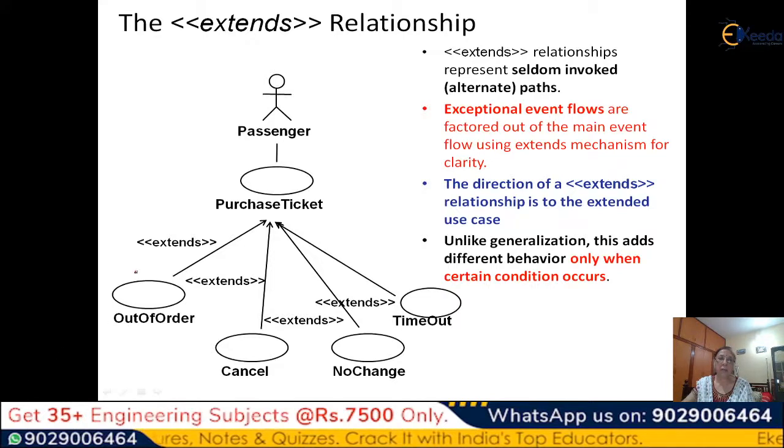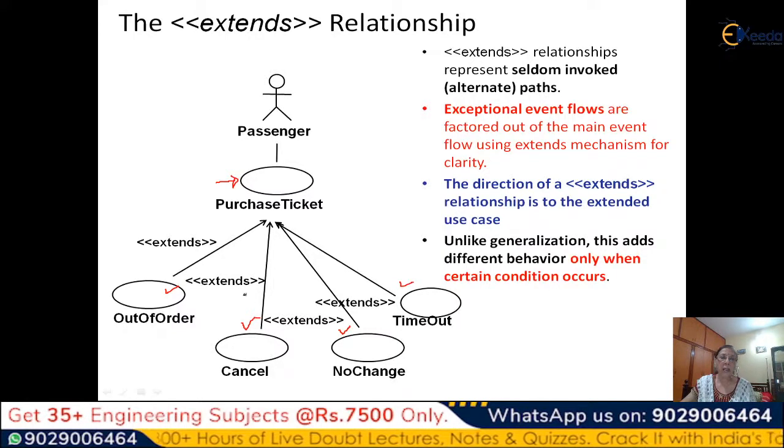Say, for example, in this particular case, when you are trying to do the purchase ticket, when a passenger is purchasing the ticket, so getting the normal, having the change and being able to get the ticket is the normal flow. But sometimes the vending machine may be out of order. Then what happens? Or at a stage, the customer says, no, I don't want to do it. I want to cancel the ticket. Or there is no change in the vending machine, or the system gets timed out.